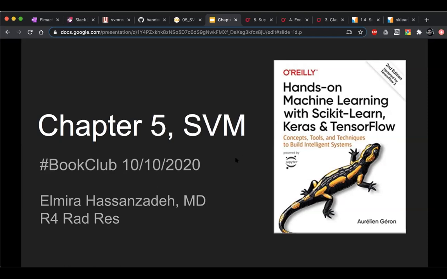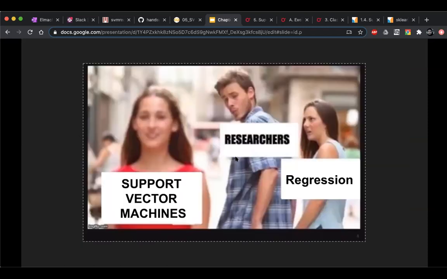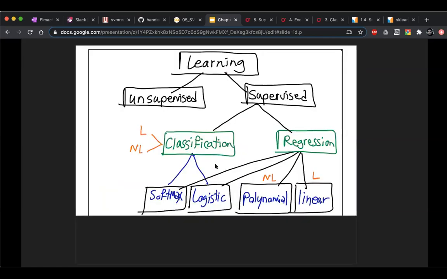So chapter 5. Before, we went through regression and talked about the math behind the regression models, and now we're going to talk about support vector machines. Let's see where they fit exactly. This is machine learning. It's going to be super obvious to you, but stating the obvious, it's under supervised learning. You can have classification or regression tasks.